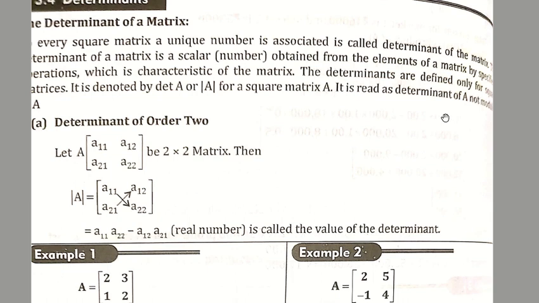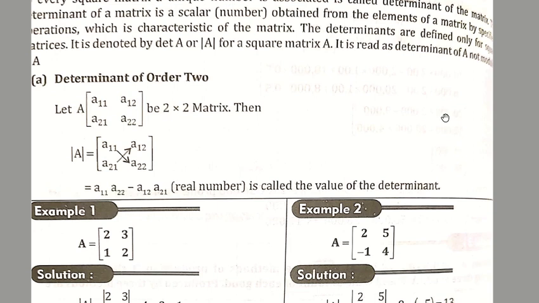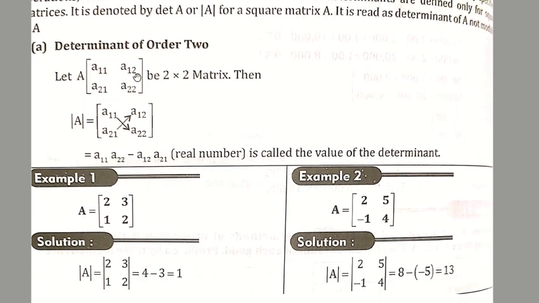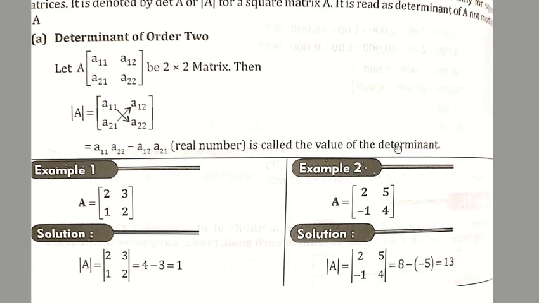As an example, let's show a determinant of order 2, which means the matrix is 2 into 2, that is 2 rows and 2 columns. So let A be A11, A12, A21 and A22, which is a 2 into 2 matrix. Then the determinant of the matrix is A11 into A22, so you're just cross multiplying, minus A12 into A21. When you multiply that, you subtract, and that is called the value of the determinant.